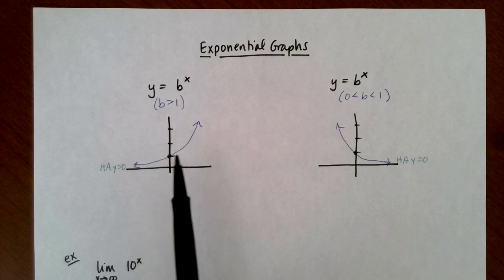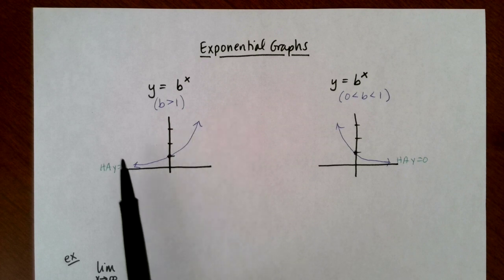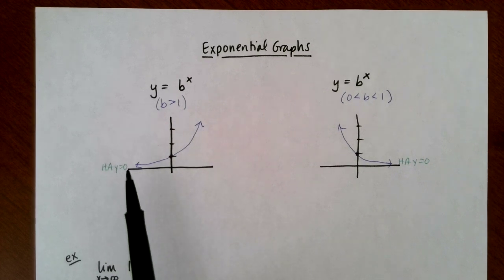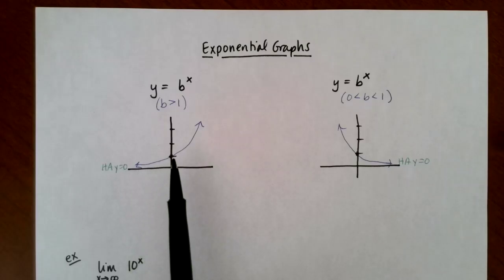So it is increasing from left to right. It has a horizontal asymptote at y equals 0 on the left end only. And it will have a y-intercept at 1 because any number to the 0 is a 1.